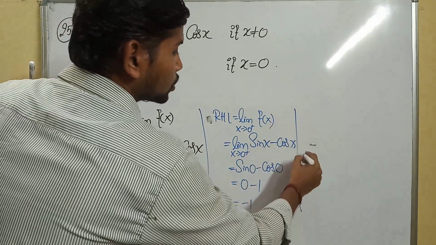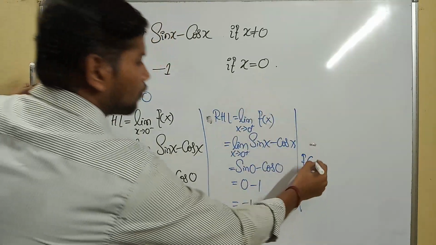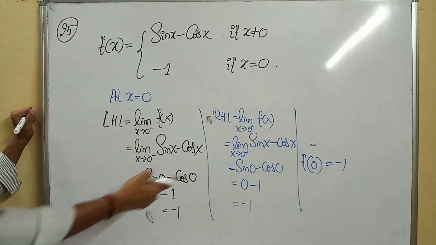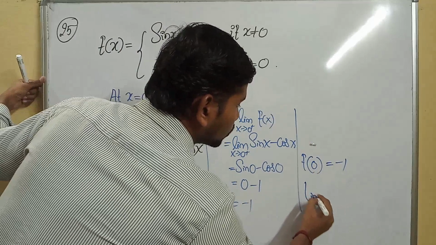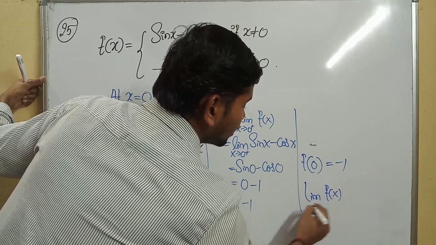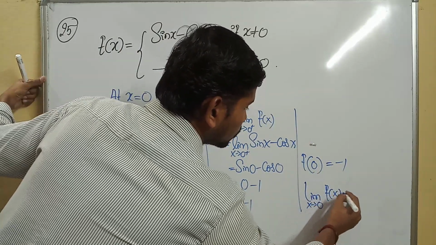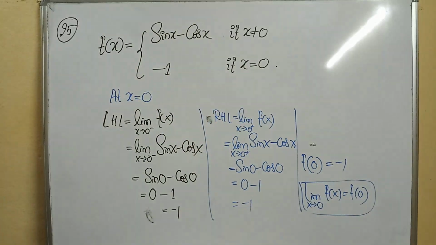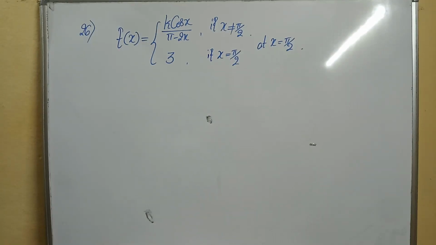Now what do I need to check at that point? At that point means f of 0. What is f of 0? Minus 1. All the 3 points are the same. That's why limit of f of x as x tending to 0 is equal to f of 0. The given function is continuous for all the points. Even it is continuous for x is equal to 0 also.